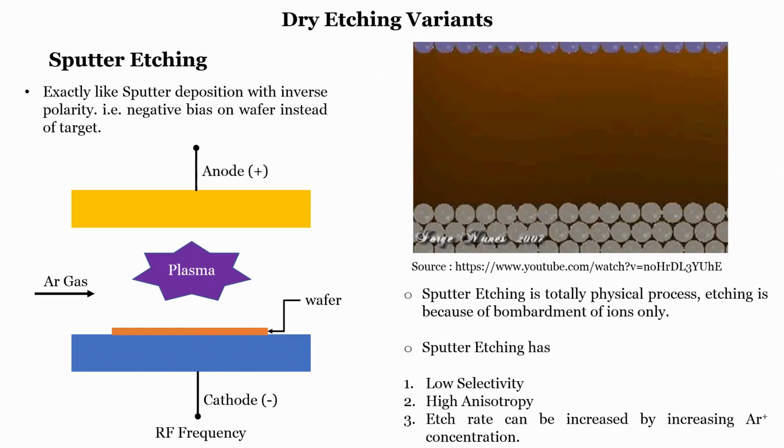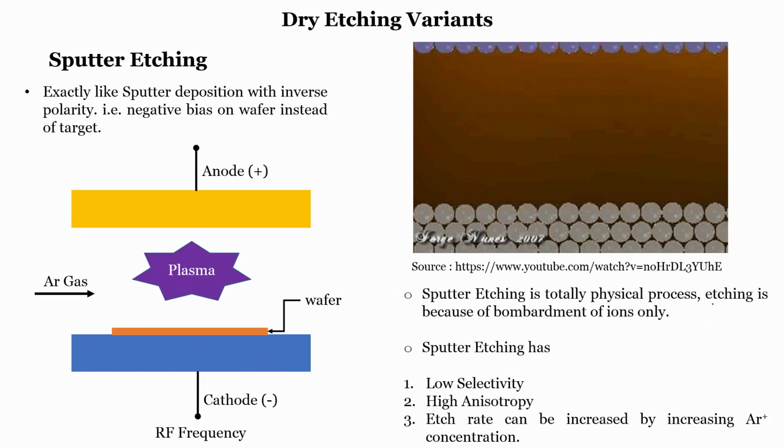If you see the slide, when we talk about sputter etch, exactly like sputter deposition with inverse polarity, we can get the sputter etch. So there is a negative bias on the wafer instead of the target. When you want to deposit the material, you have negative polarity and bias on the target and positive on the wafer, but when you want to etch it, you reverse the polarity.